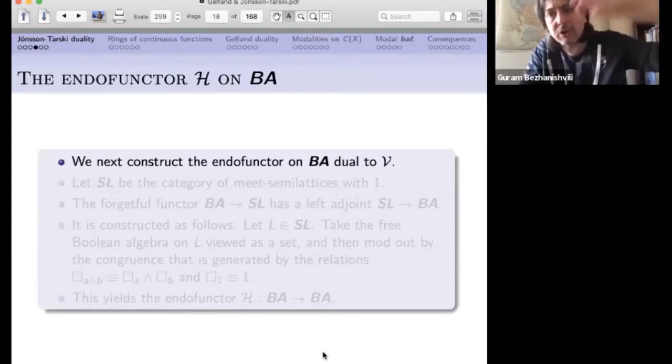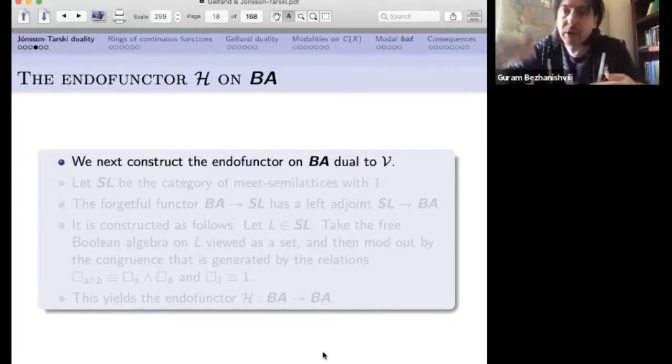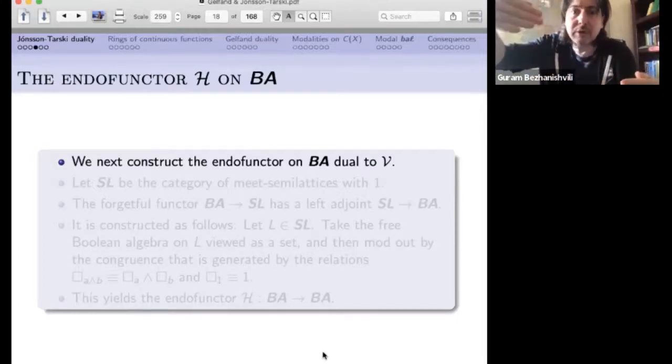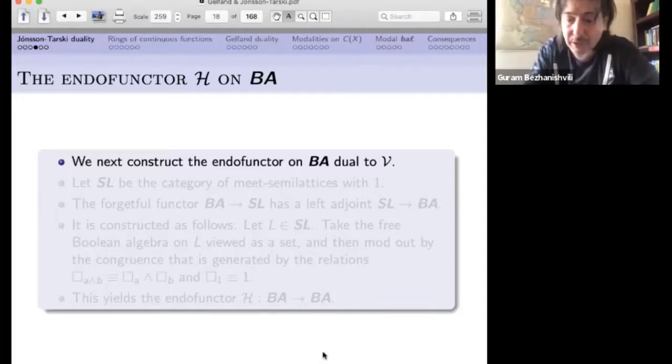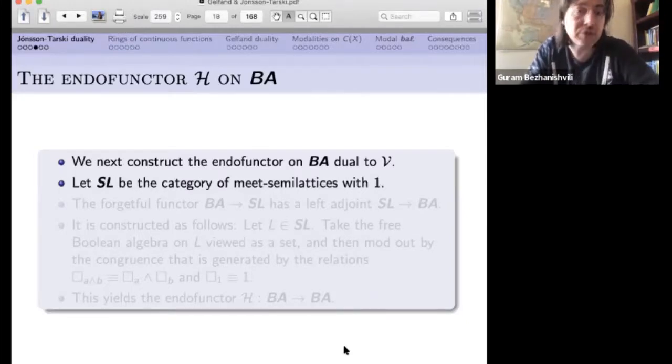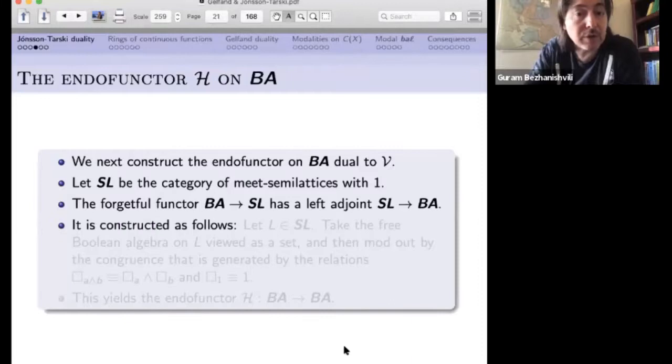And so we get this endofunctor, the Vietoris functor that works on Stone spaces. So on the one hand, you have this Vietoris functor on the Stone spaces. And on the other hand, now you want to lift your Stone duality to define a functor on Boolean algebras. And this is a key consideration that goes back to, again, the 70s and 80s, that this is how this functor can be built.